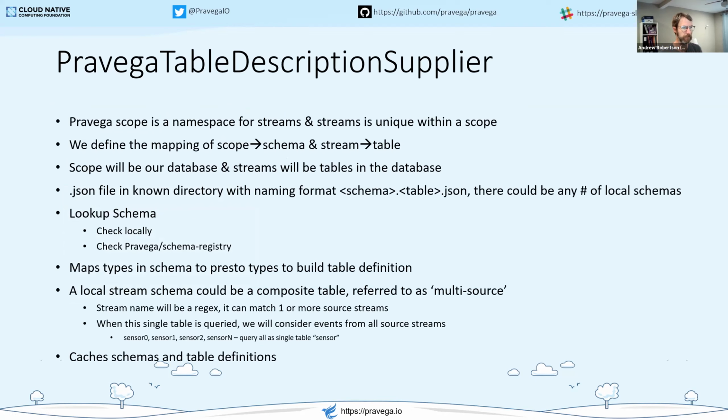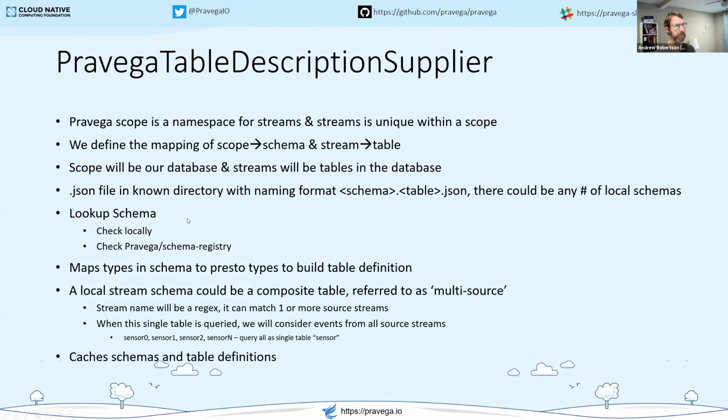The Presto table description supplier class is the main driver of the metadata for Presto. This is where we do all the mapping, the looking up from Provenca for the scopes and streams, and the looking up of schemas. We just talked about how either we have a local file for our schema, or we check Schema Registry. That's the order we do it in. If we find something locally, we'll use that schema. Otherwise, we'll look in Schema Registry if it's configured.